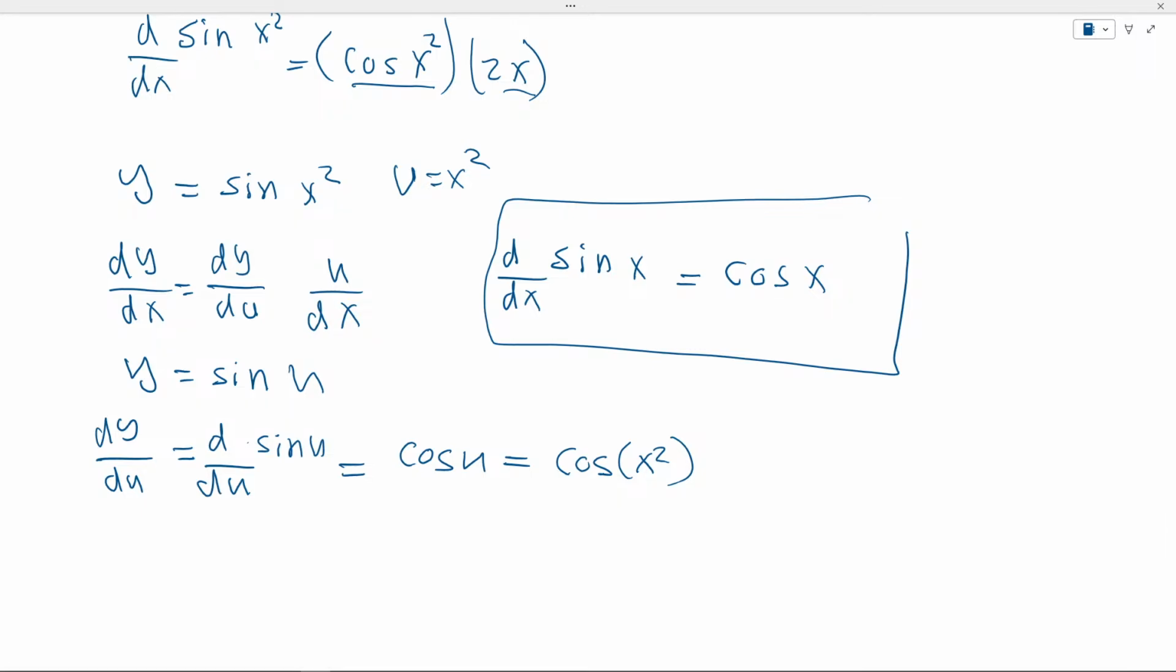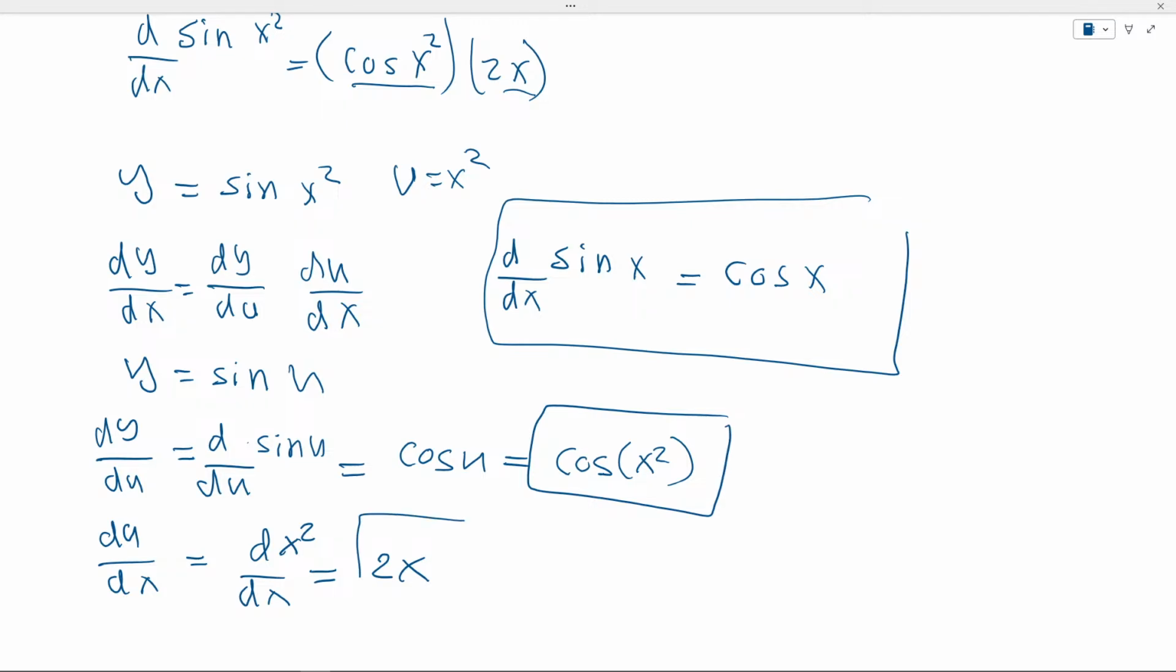Then I need to find du with respect to dx. So du with respect to dx, where u is x squared, will be equal to 2x. So now I got this here and this here. Does this look the same as what I did here? Yes.